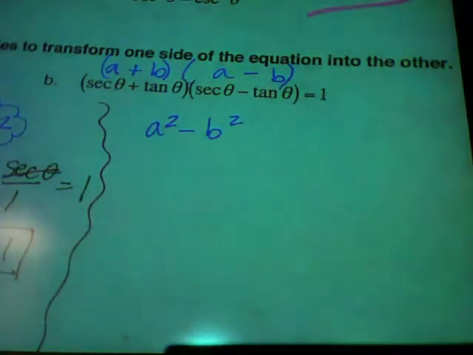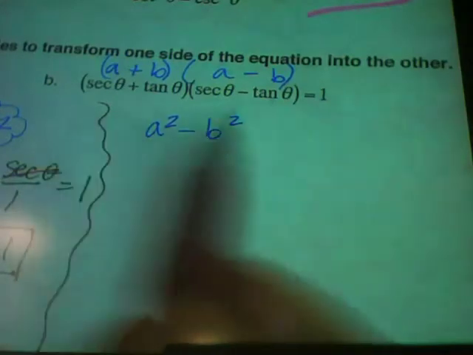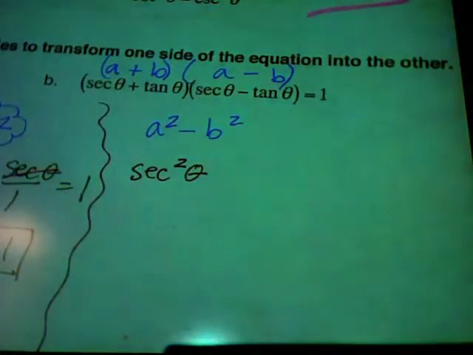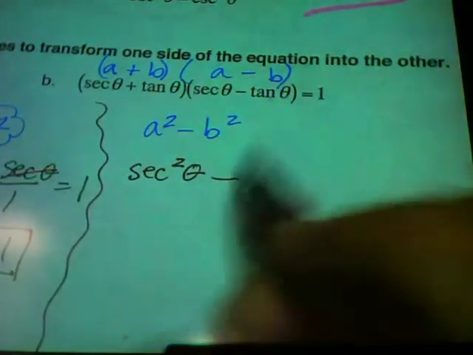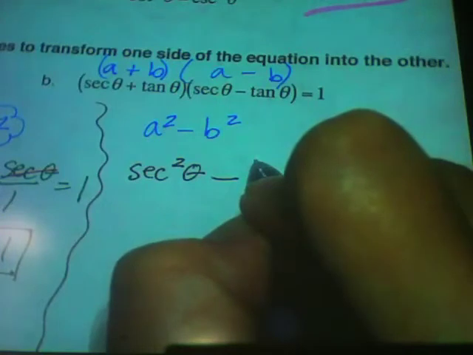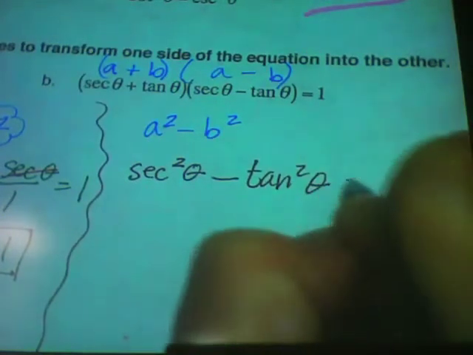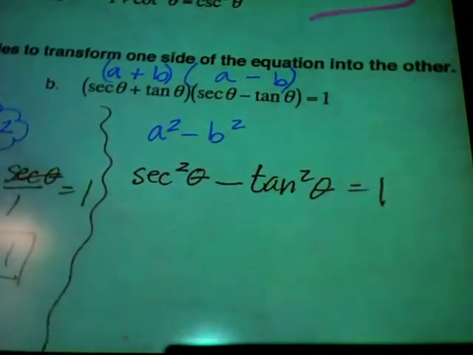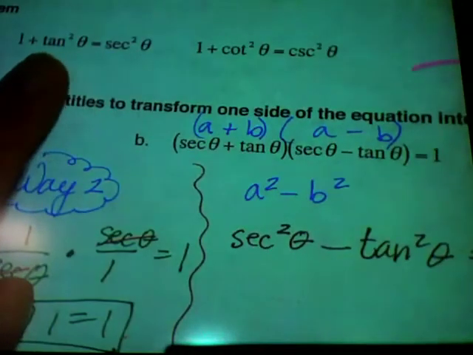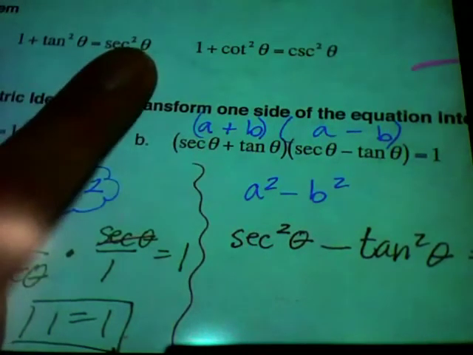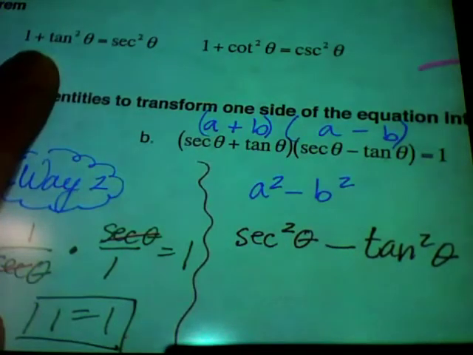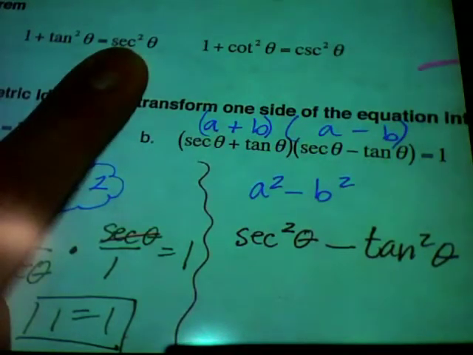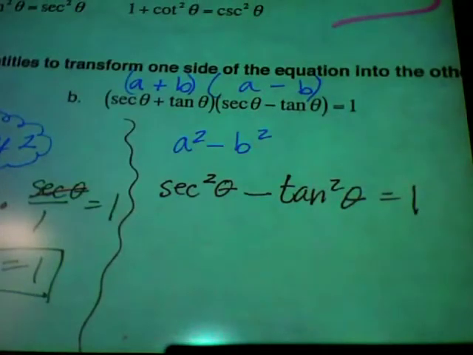What's A in this case? Secant. So if I multiply this out, don't I have secant and we put a little squared here in front of the theta? And then minus, what's our B? Tangent. So I have tangent squared theta equals 1. And then look up here. I've got secant and tangent. Do you see in the Pythagorean theorem part up here, I've got secant and tangent? Secant squared equals 1 plus tangent squared. If I can get one side to be 1 plus tangent squared, I can replace it with secant squared. So just add this tangent squared. I'm going to add the tan squared to both sides.